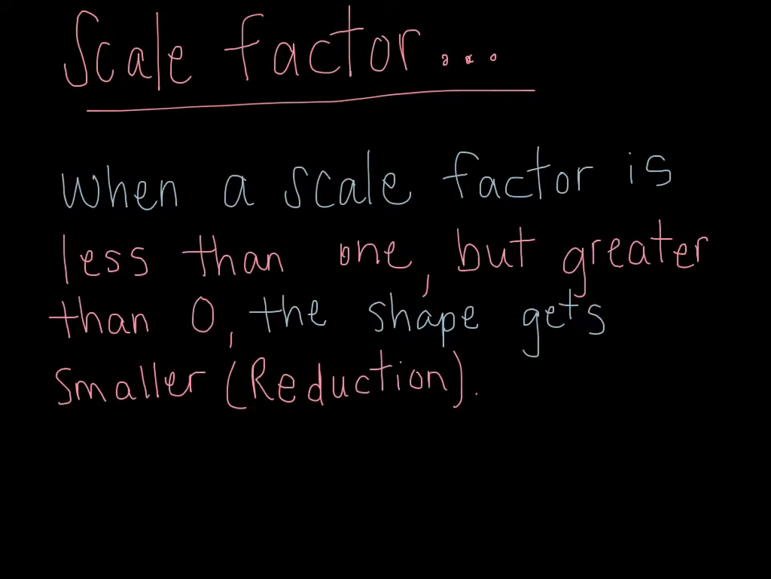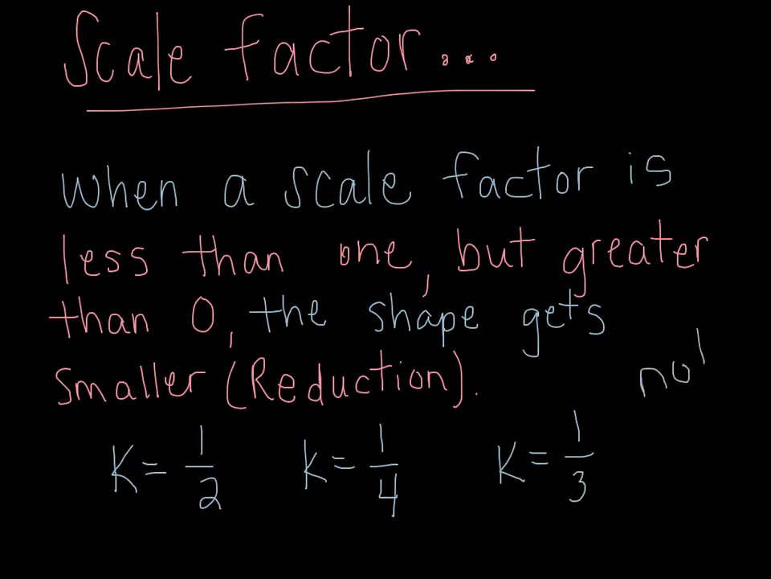When a scale factor is less than 1 but greater than 0, the shape gets smaller, which is also called a reduction. So examples of scale factors would be 1/2, 1/4, 1/3. However, it would not be k equals -2, because it has to be greater than 0, and negatives are not going to be allowed for scale factors.